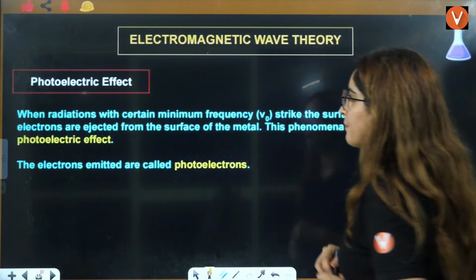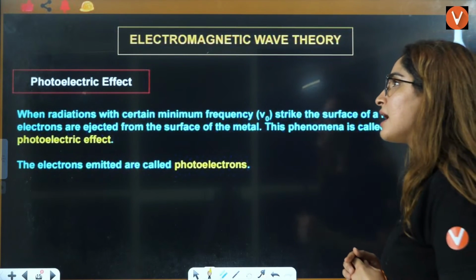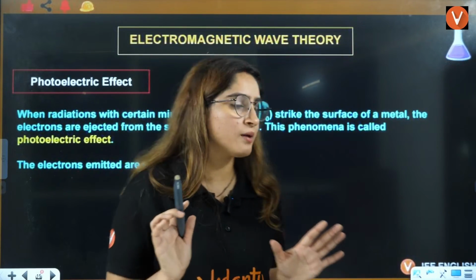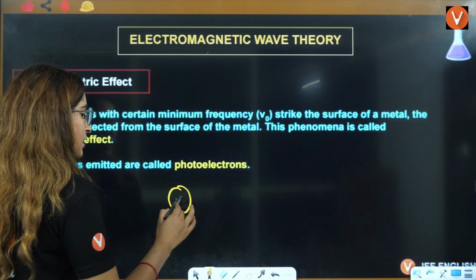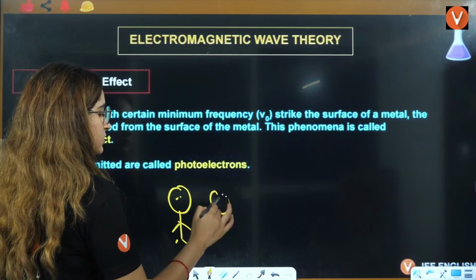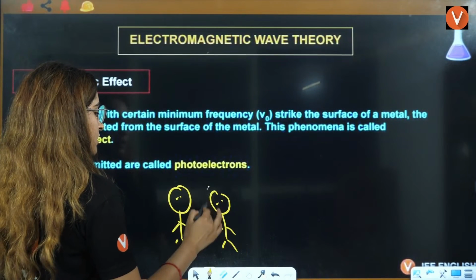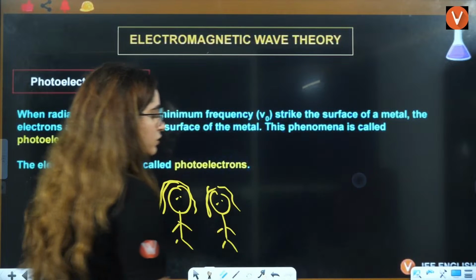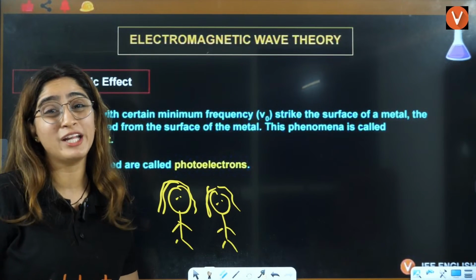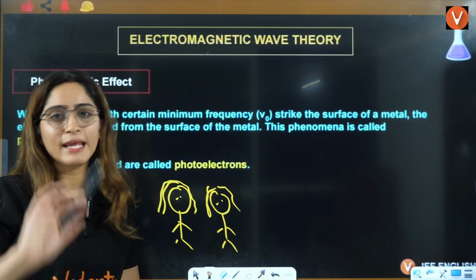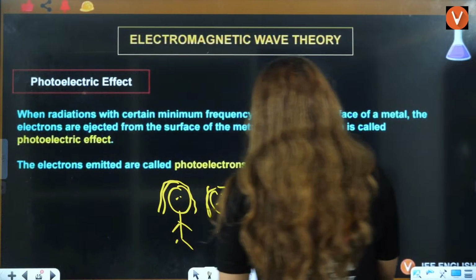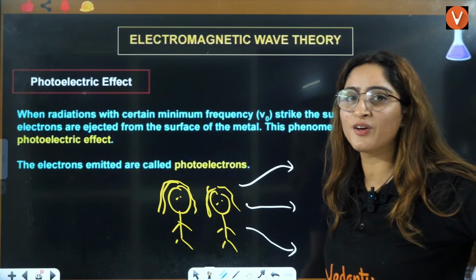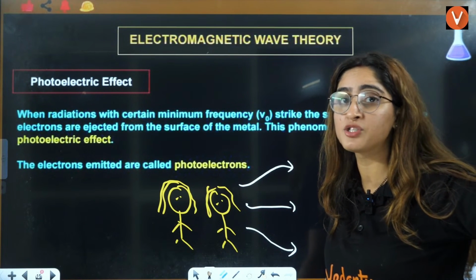So here, photoelectric effect is like this: just imagine that you and your friend are going out. You want to go out, so you need to ask your parents. Now, three cases are there. Your friend is actually coming to your home so that he or she can convince your parents.